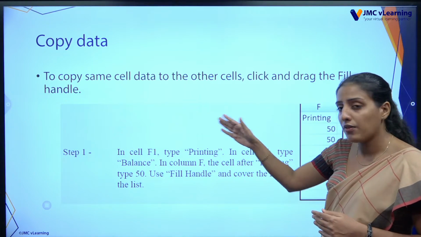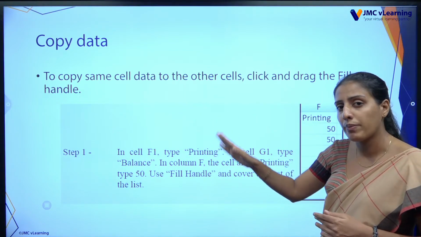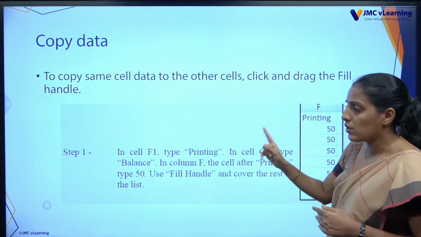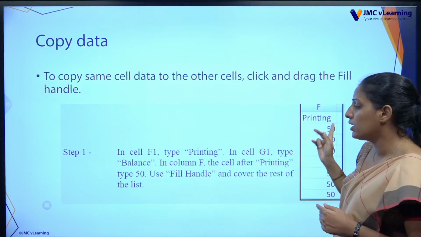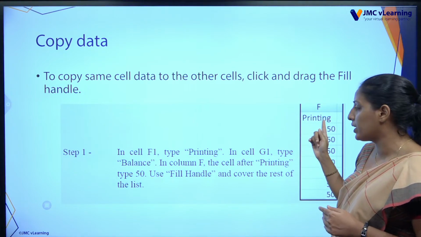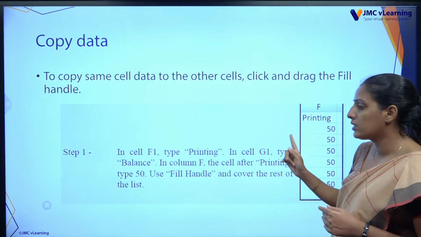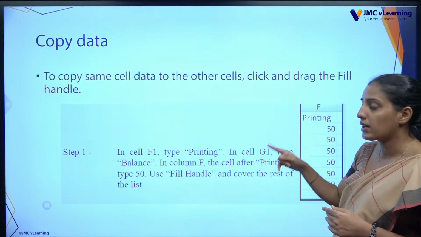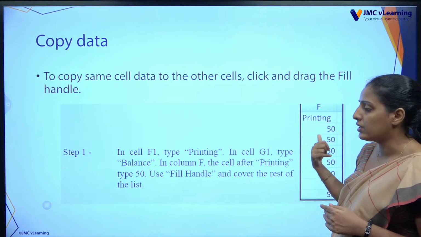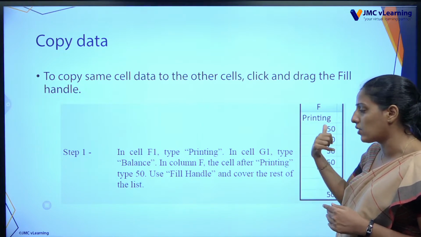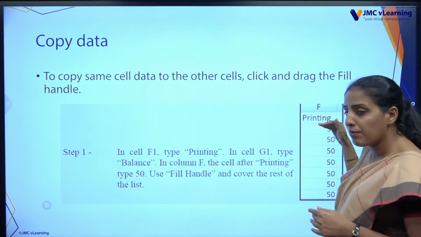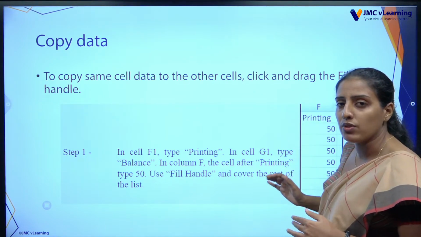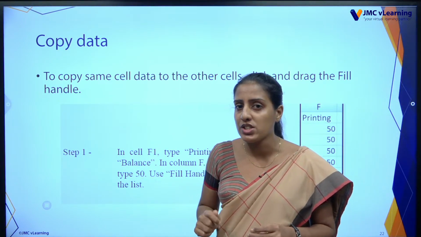Now after getting the total in your practical, you have to take the printing data. So in cell F1 you have to type printing, in cell G1 type balance. In column F, in the cell after printing type 50, then use the fill handle to cover the rest of the lines. That means the same data you have to enter in the other cells also. So you have to use the fill handle operation.